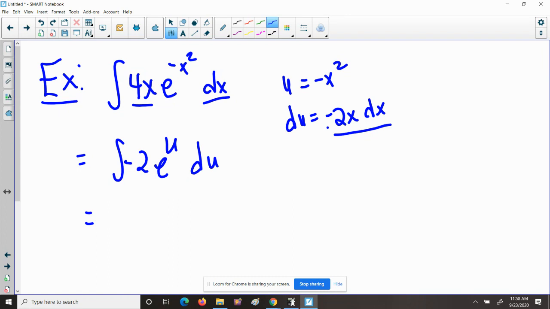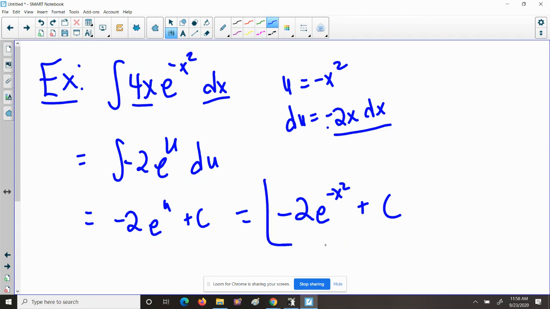Let's take that integral. Negative 2 is a constant. Integral of e to the u du is e to the u plus c. So let's plug back in our u, excuse me. So negative 2e to the negative x squared plus c.